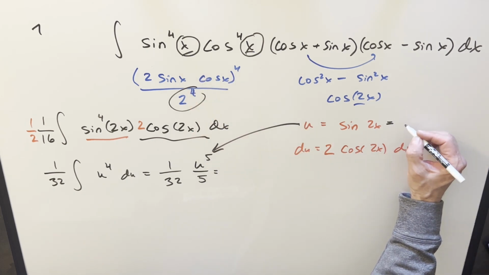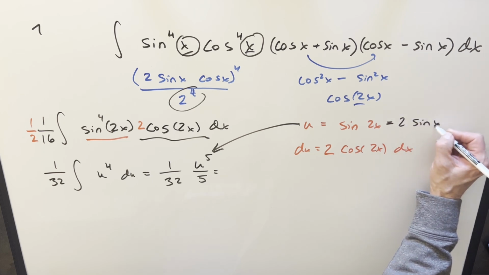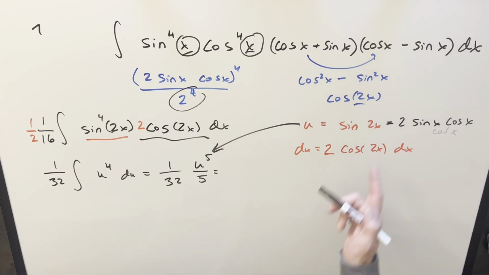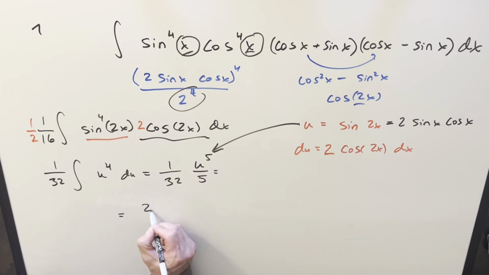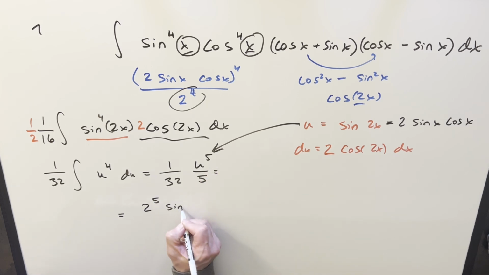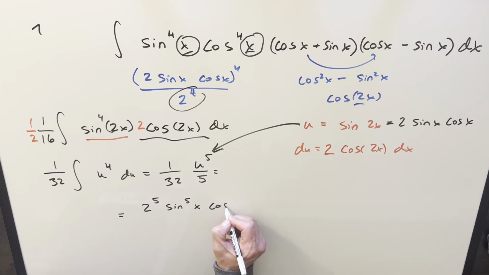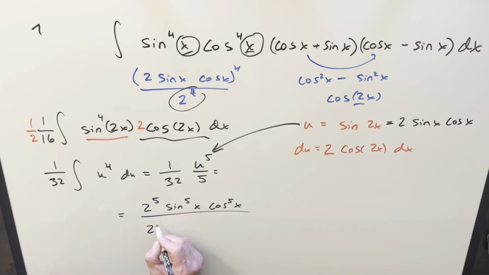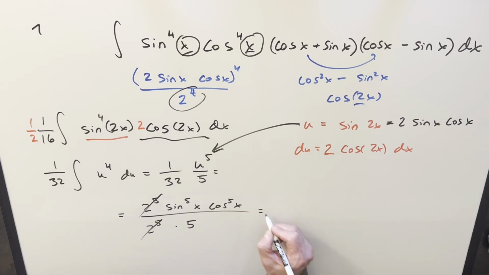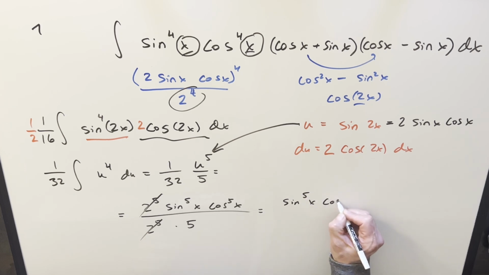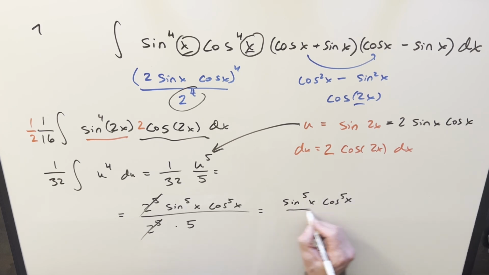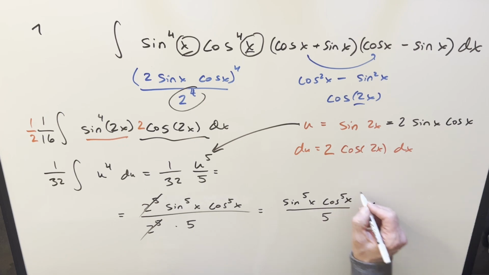I can write our u as 2 sine x cosine x. Plugging it back in this way, everything's to the fifth, so I can write it as 2 to the fifth, sine to the fifth, cosine to the fifth. And 32 is just 2 to the 5, times 5. But I can cancel the 32's here. And so for my final solution, we have just sine to the fifth x, cosine to the fifth x over 5, plus C, and that's it.